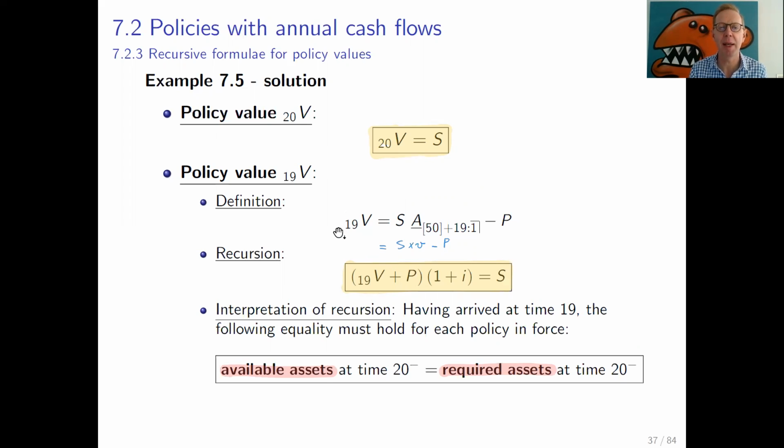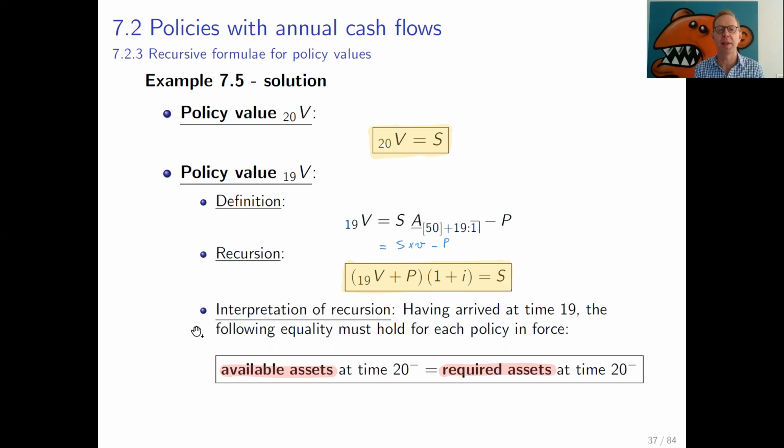The policy value at time 19 is by definition the actuarial value of future benefits minus the actuarial value of future premiums. In this case, it is S times v, because we have to pay S in any case, whether the insured dies or survives. So the actuarial value of future benefits is S times v, and there is only one premium to be paid, namely the premium at time 19, so minus P. We can rewrite this equation a little bit, and we get V19 plus P accumulated by interest is equal to S.